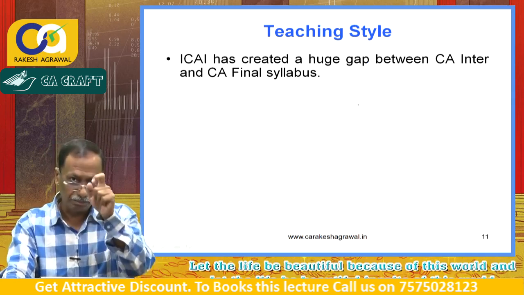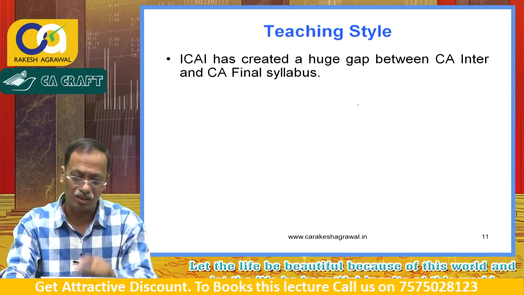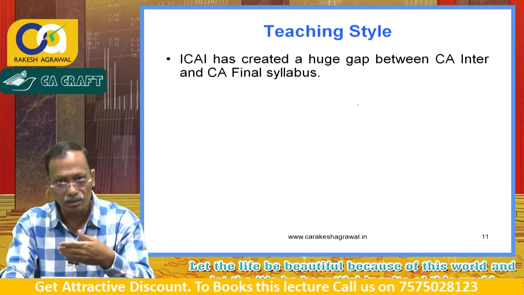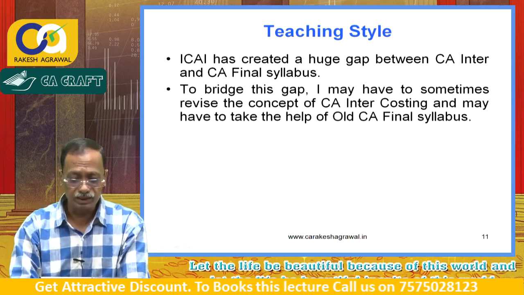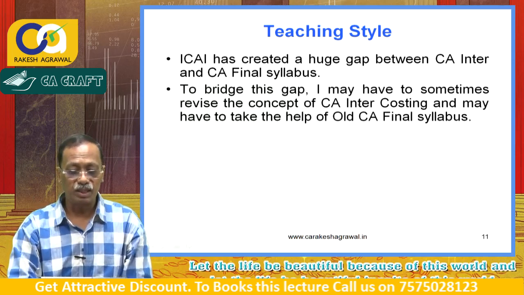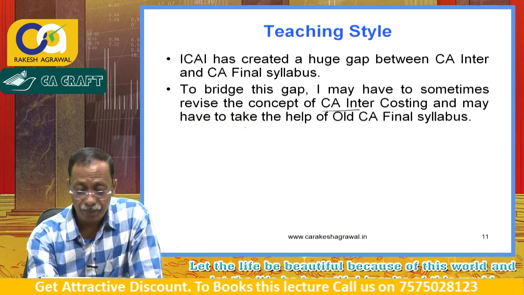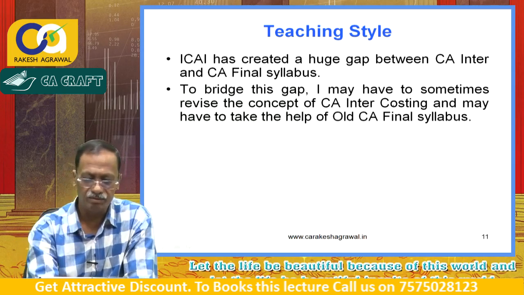That is the reason, because they have created a gap, we have to bridge the gap and we have to cover extra things in the regular batch. Naturally, as I said, it's a regular batch and therefore we have to do it so that you can understand it better. So to bridge this gap, I may sometimes have to revise the concepts of CA inter costing and may have to take the help of the old CA final syllabus also, right? Whatever is relevant, only that much we have included.